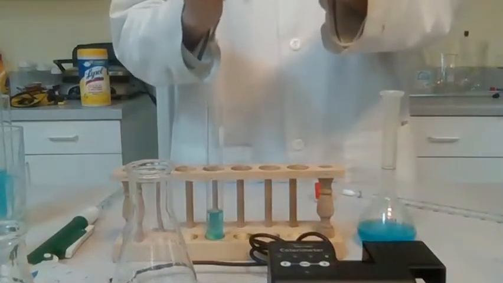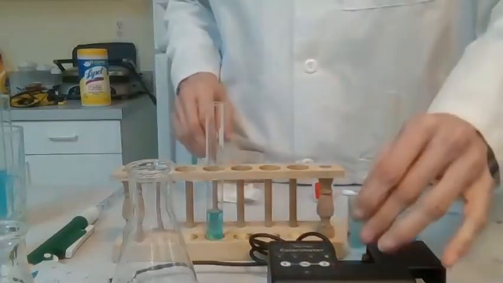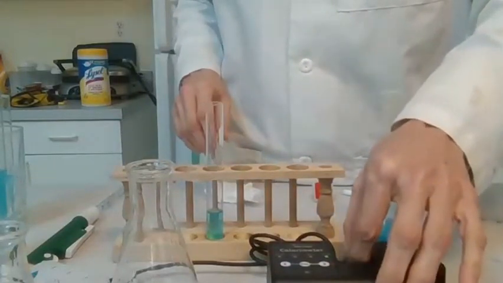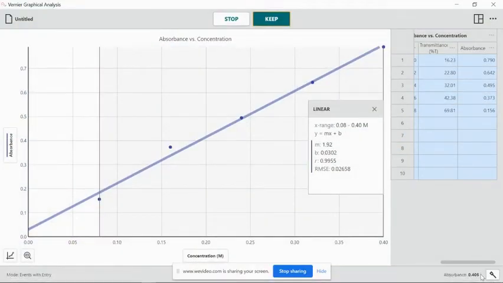Wiping off fingerprints and bubbles is really important. The drops are very important, so we don't change our data by having an increased absorbance. Now we're going to go ahead and look at the absorbance of this unknown solution. Down here at the bottom, the absorbance of our unknown solution is measuring at 0.405.